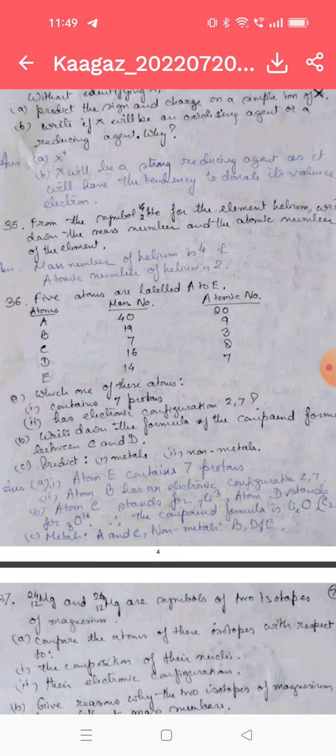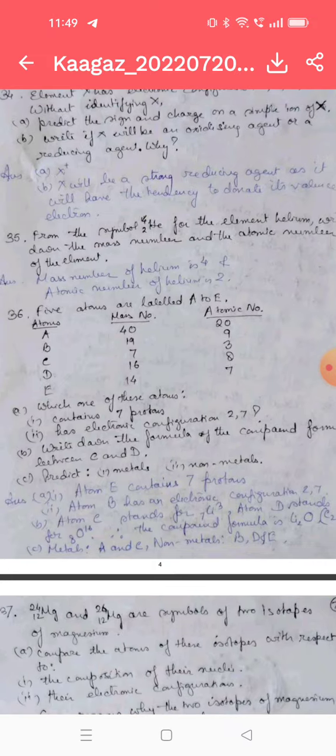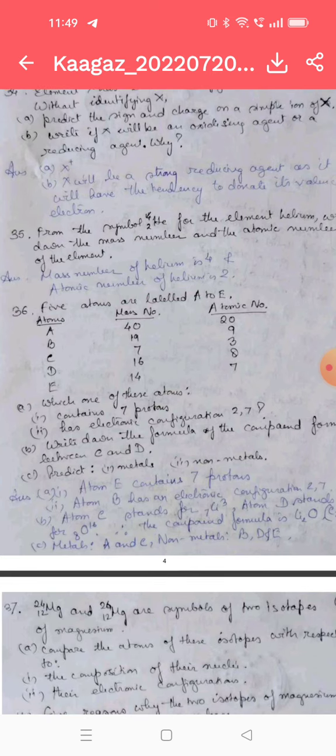And D has an atomic number of 8. That means it has an electronic configuration of what? It will be 2 and 6. So what will happen is that it will gain 2 electrons to form the octet. D will gain 2 electrons. So what happens?